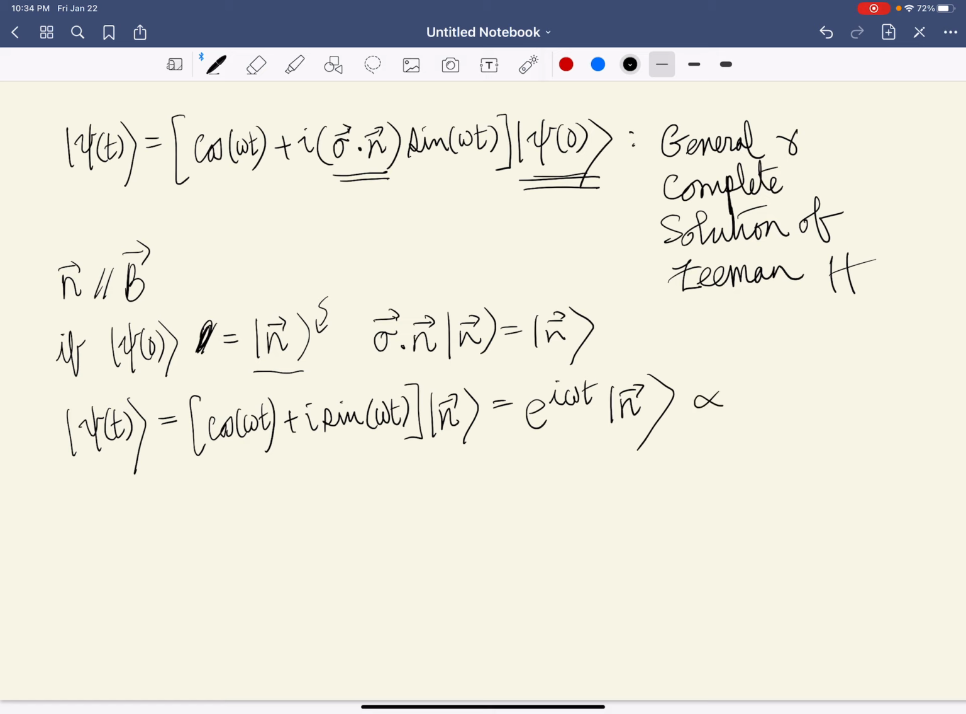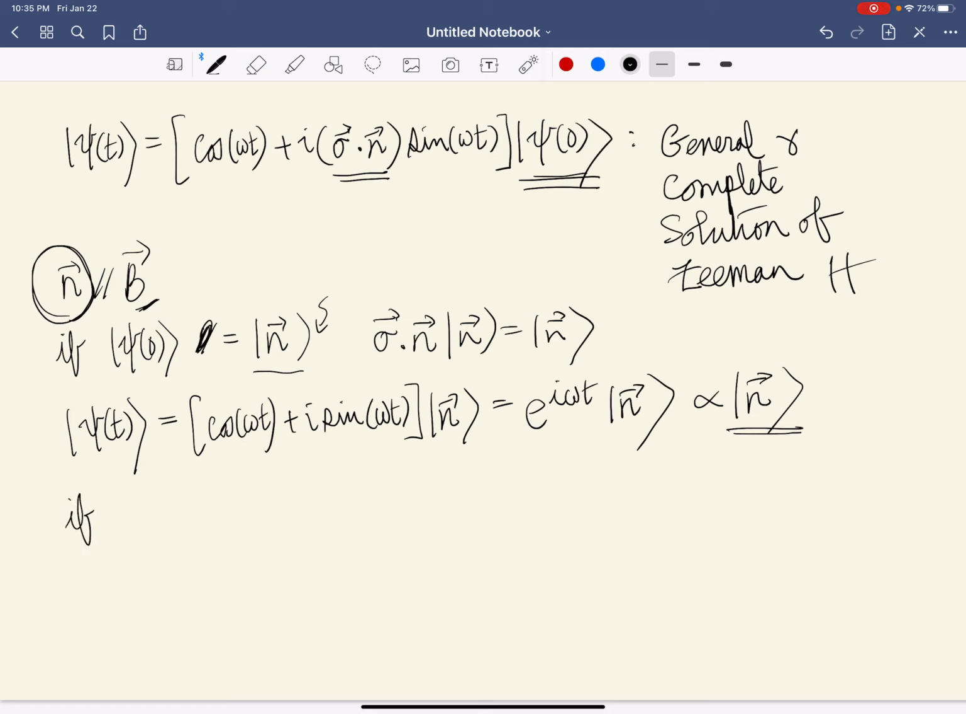And we know that in quantum mechanics, this overall phase factor does not really do anything. It's just not changing the content of the physical state. So what was initially a state pointing along the direction of the external magnetic field will stay as such over time, and it's not changing its status. Of course, that's exactly what one expects from the state being an eigenstate of the Hamiltonian.